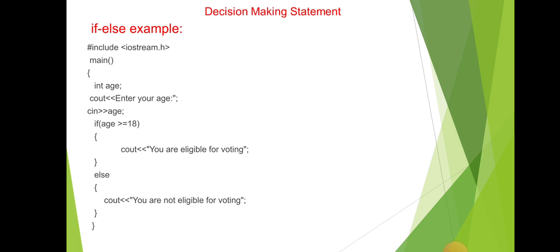This is an example for if else statement. We read the age of the person. If age is greater than or equal to 18, it is true. One statement is printed here, eligible for voting; otherwise, the not eligible statement is displayed.